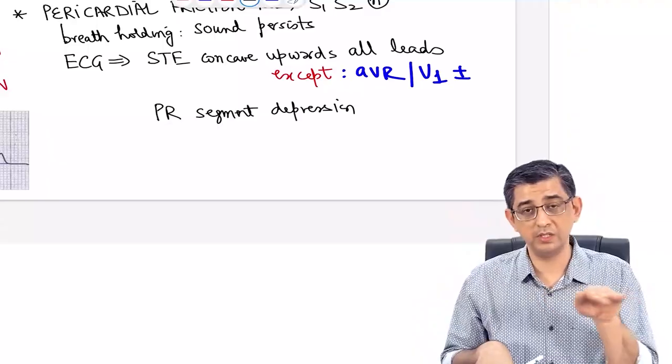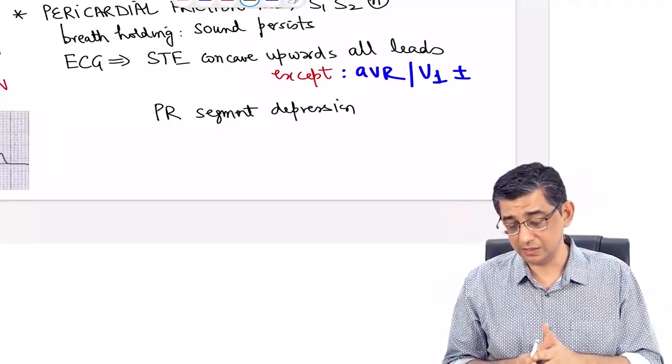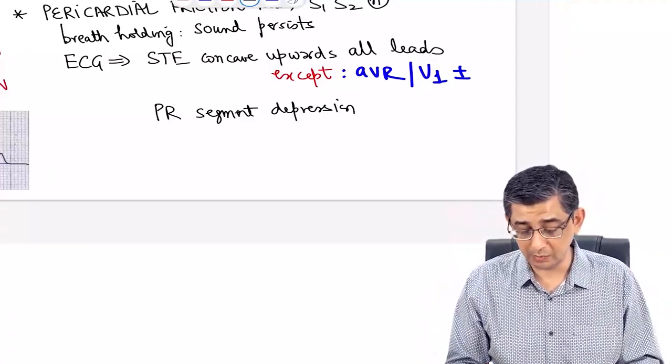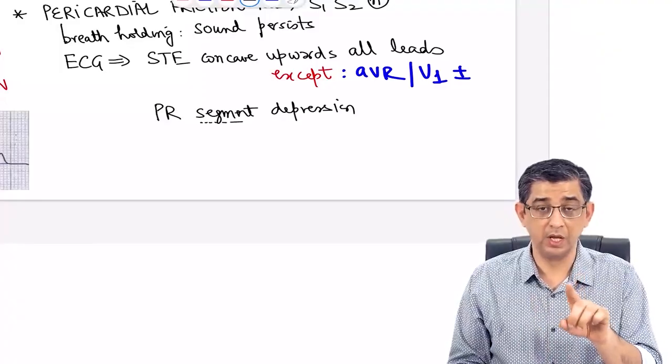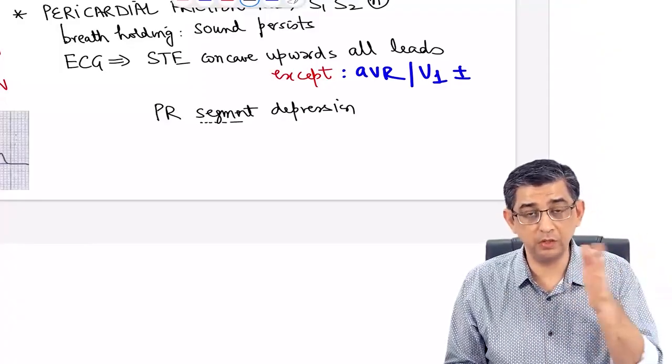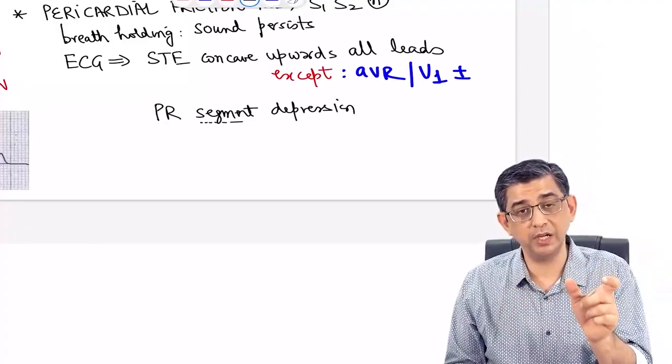So what is the baseline? The baseline is the PR segment or PR interval. In this case, I'm using the word PR segment. The PR segment will be from the end of the P wave. Mark my words there. The PR interval is from the starting of the P to the beginning of Q. The PR segment is from the end of the P wave.